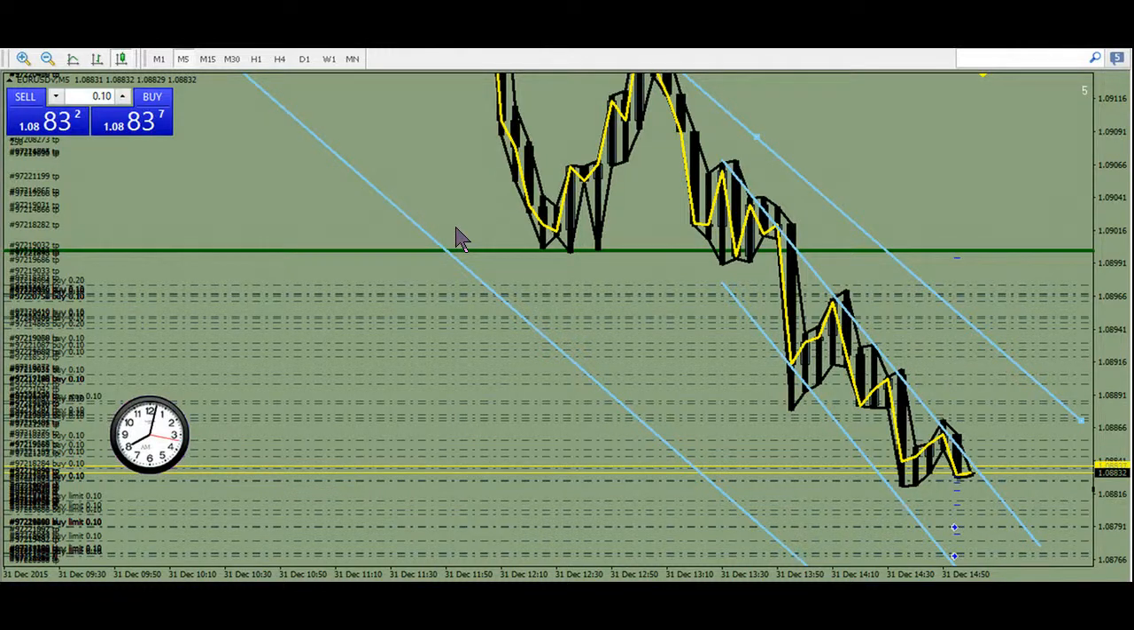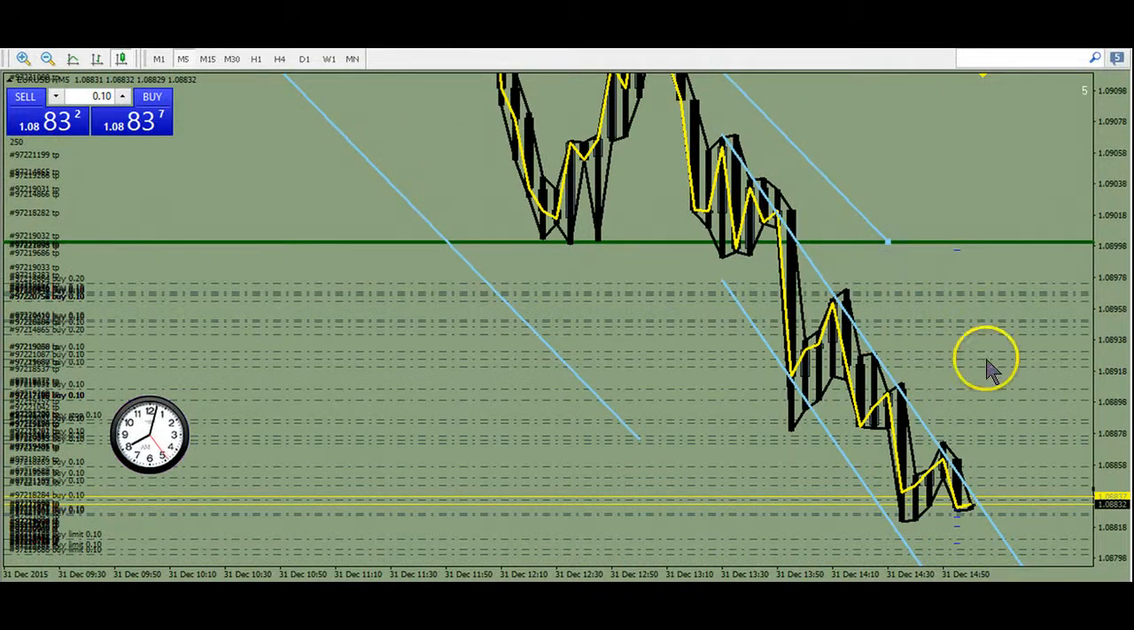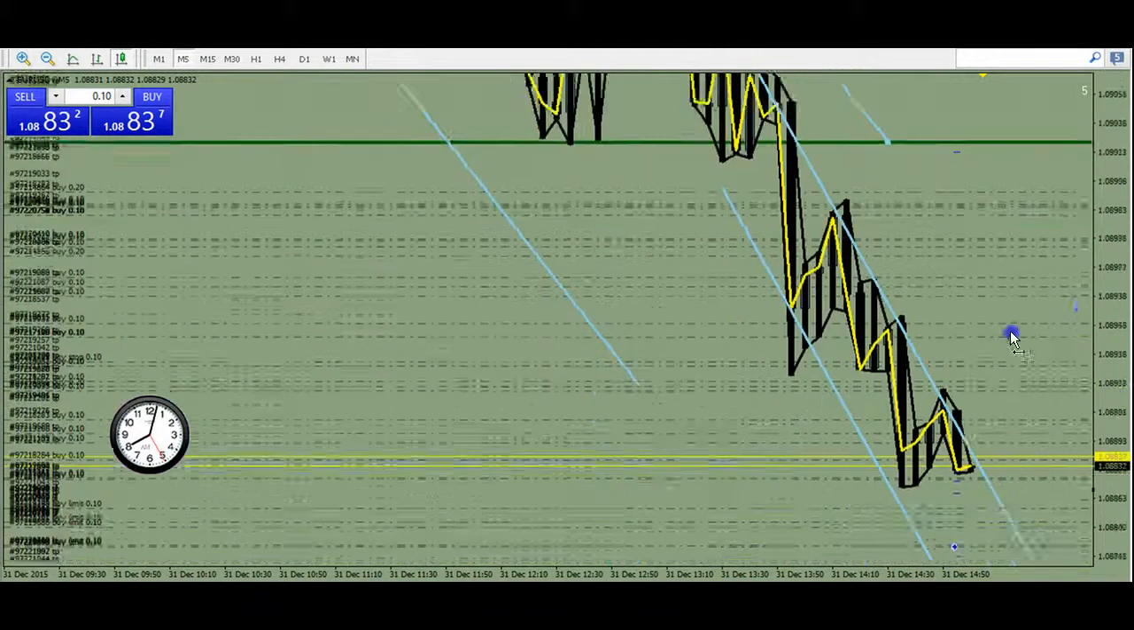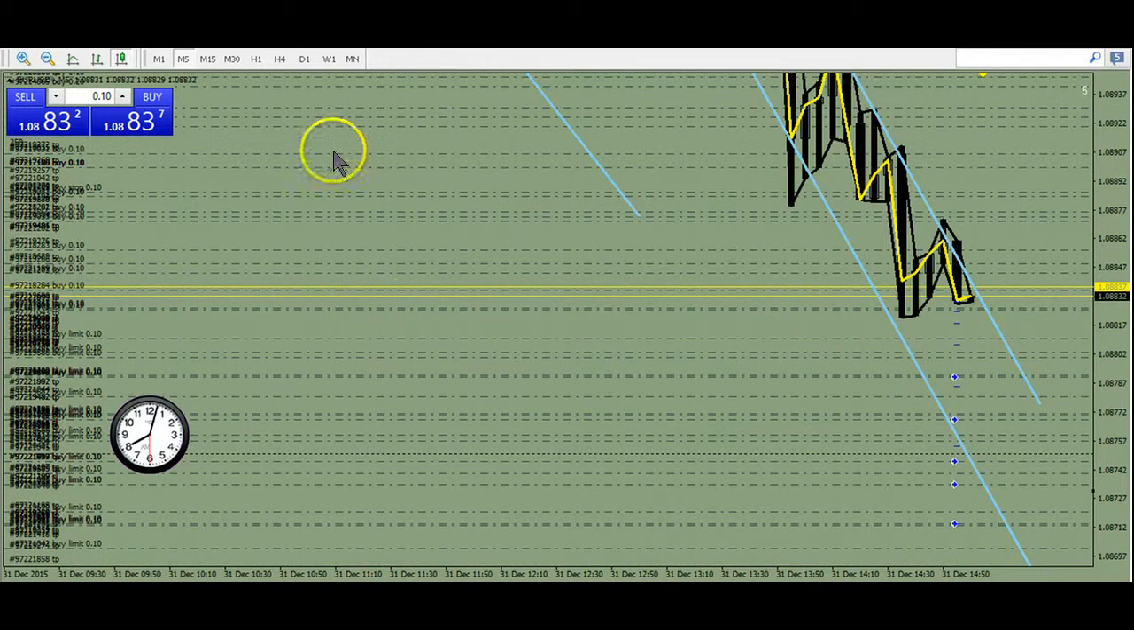I'm channel trading this 5 minute euro dollar. I can see the spread here is a half a pip. And I zoomed in. I fixed the scale on here.